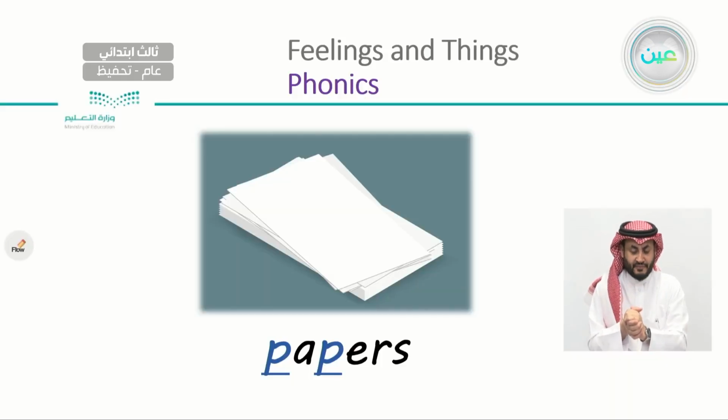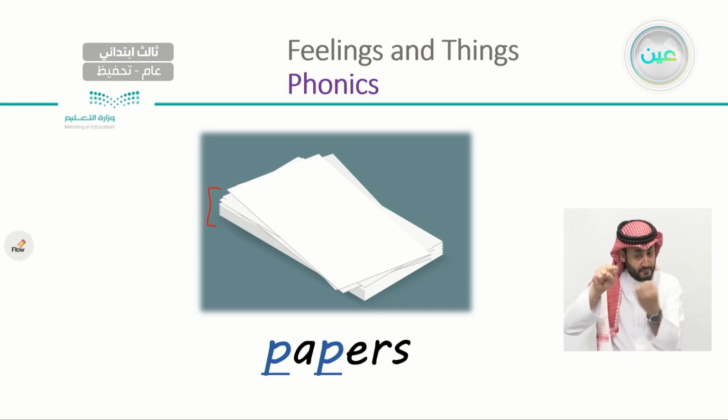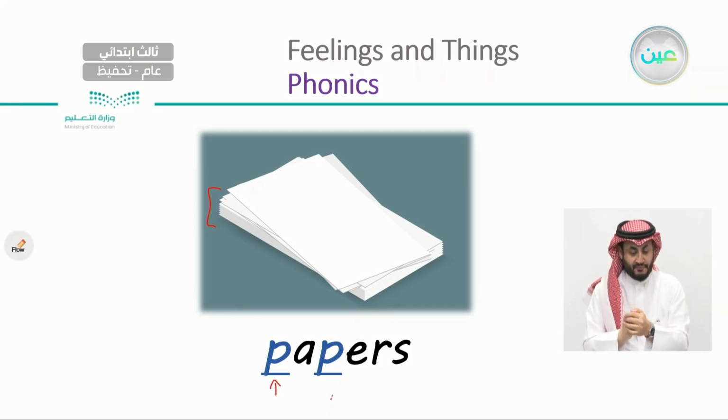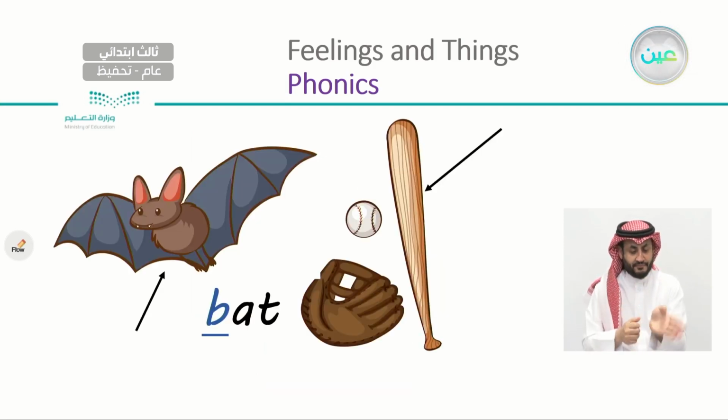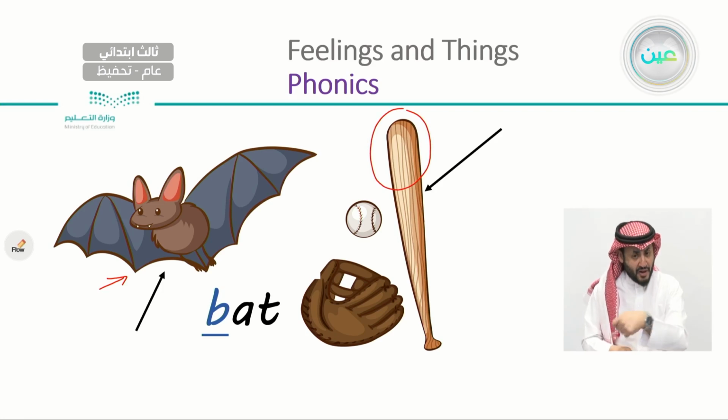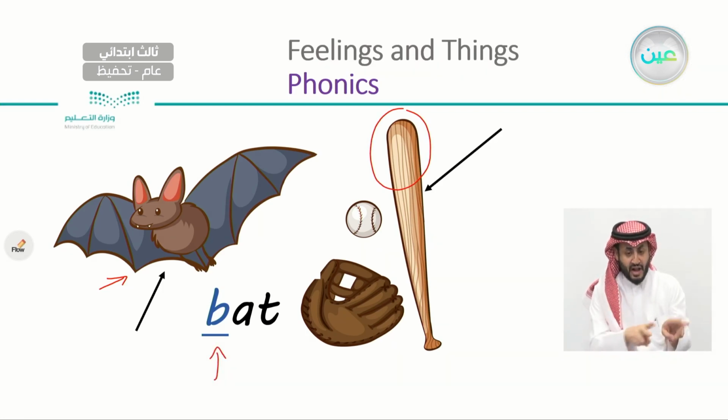Okay, let's begin. Here we have a bunch of papers. So here we have the, what sound is this? The P sound. Excellent. And here we have the word bat. So the word bat can be two things. This animal over here is a bat. And we use this for a baseball game. It is called a bat. This is the B sound.